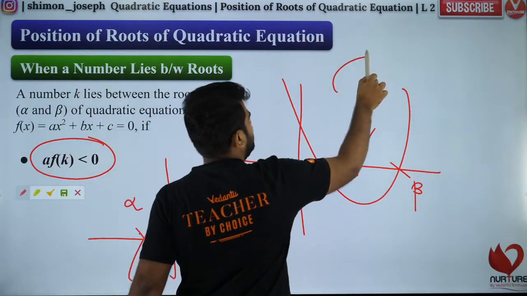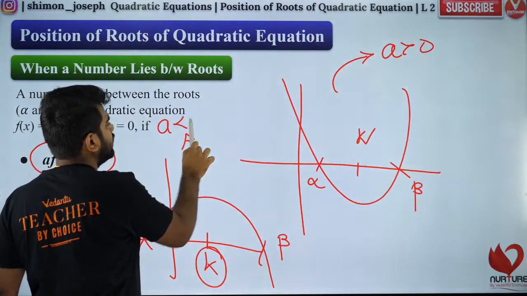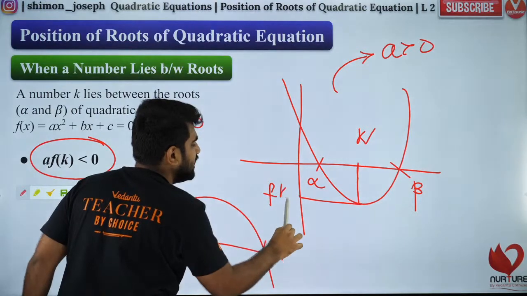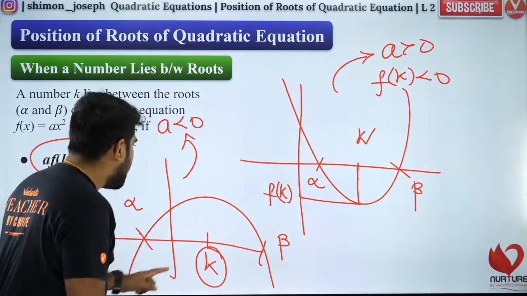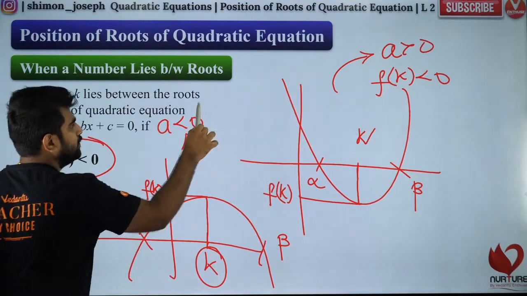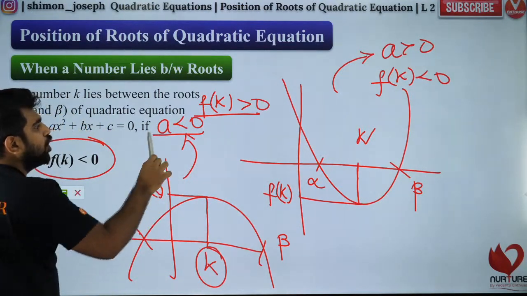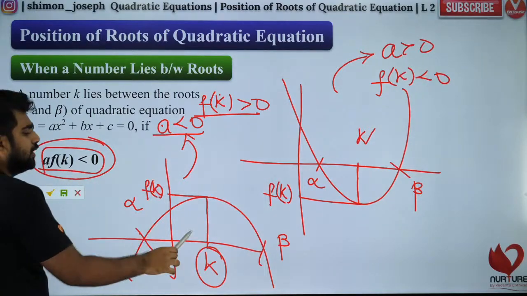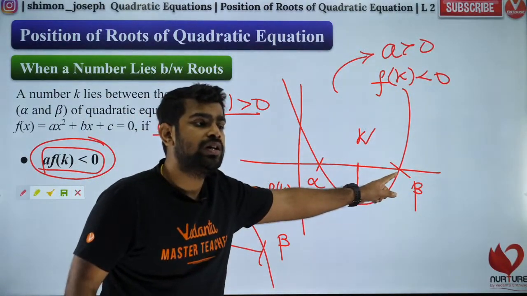Why? In this case, if you see, boys and girls, your A is positive and here your A is negative. But what is the functional value at k? The functional value at k is negative here. f of k is negative here. And here if you see the functional value at k, f of k is actually positive. So f of k is positive, A is negative. So if I multiply A into f of k, then it will be a negative quantity. So does that account for both of them? Does it take both these cases into consideration?